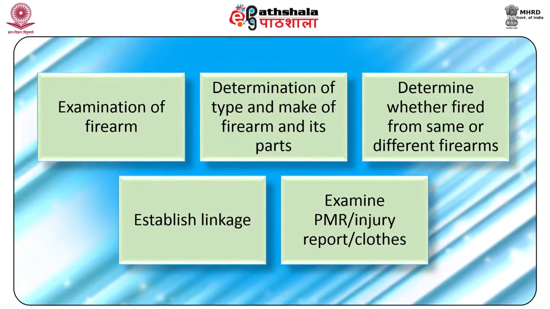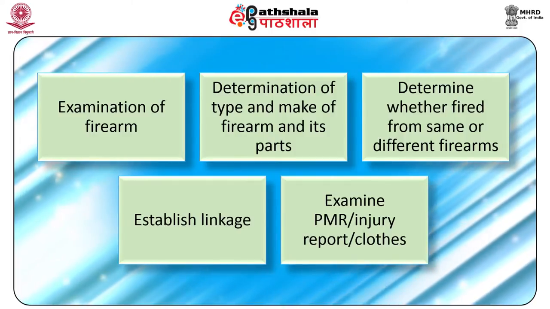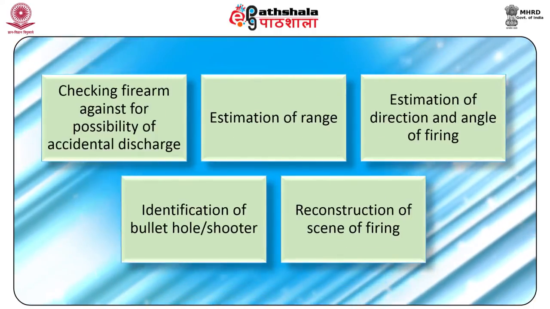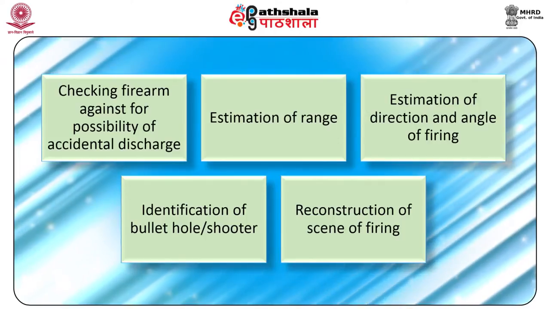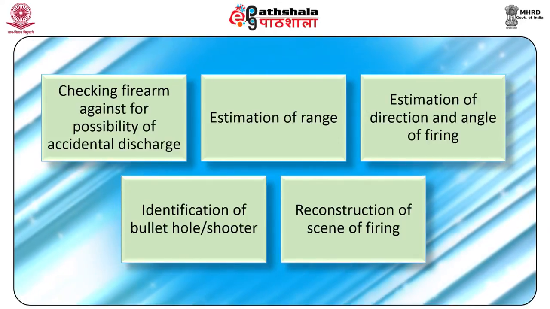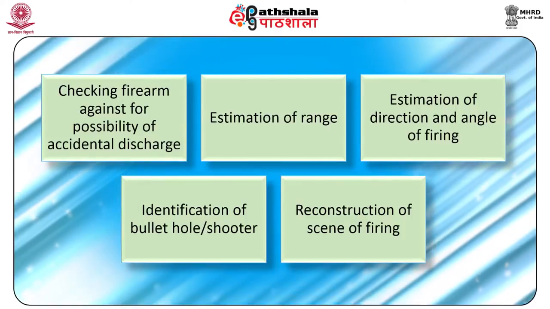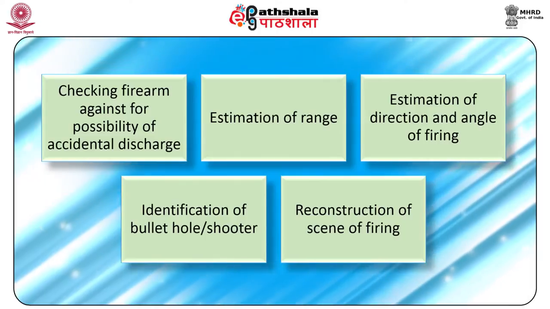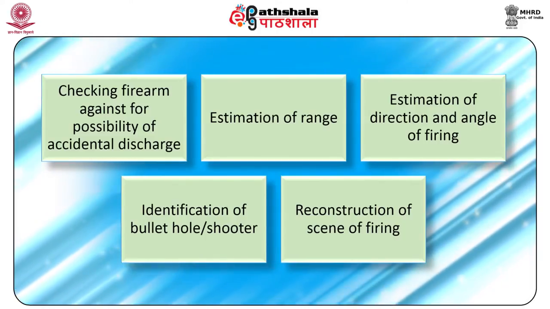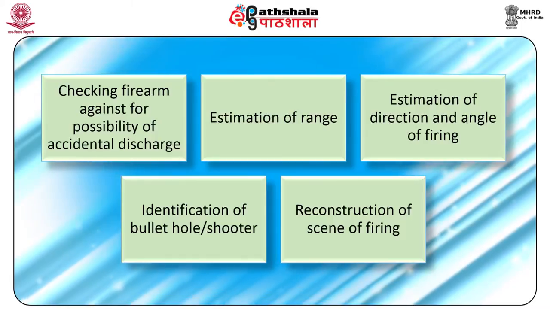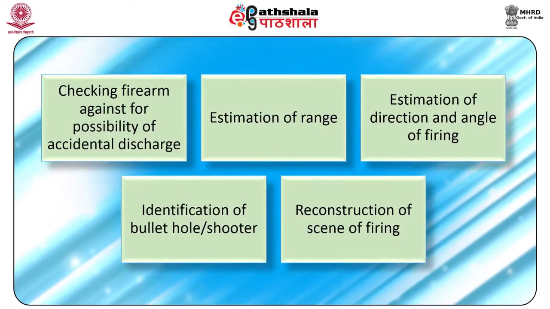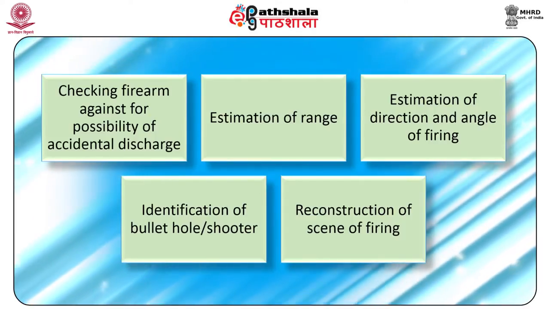to establish the linkage of a bullet or cartridge case with a particular firearm, and to examine the PMR or injury report, X-ray plate, clothes with a view to determine the probable type of firearm, examination of a firearm to detect evidence of firing, checking a firearm against the possibility of accidental discharge, estimation of range, direction and angle of firing, identification of bullet holes, shooter by detecting firearm discharge residues, general examination for the reconstruction of a scene of firing, etc. are also done in this division.